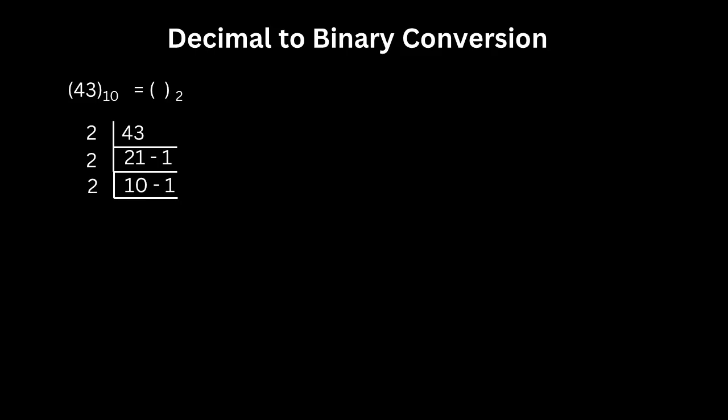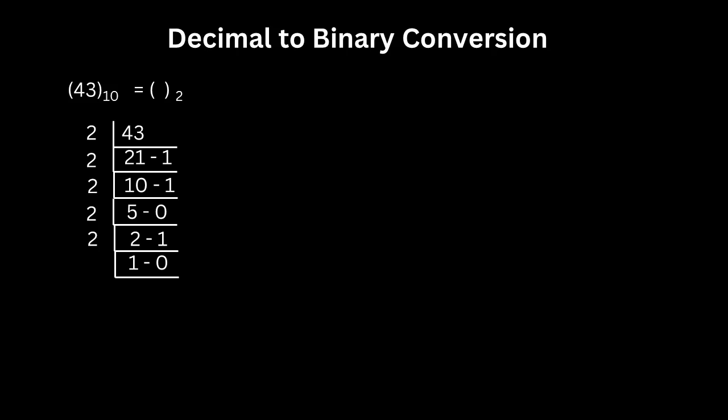10 divided by 2 gives a quotient of 5 and a remainder of 0. 5 divided by 2 gives a quotient of 2 and a remainder of 1. 2 divided by 2 gives a quotient of 1 and a remainder of 0.